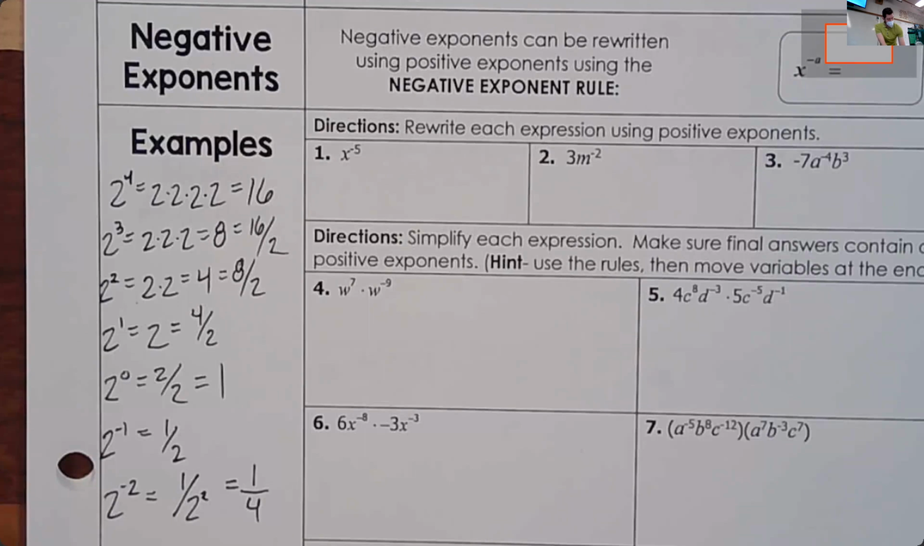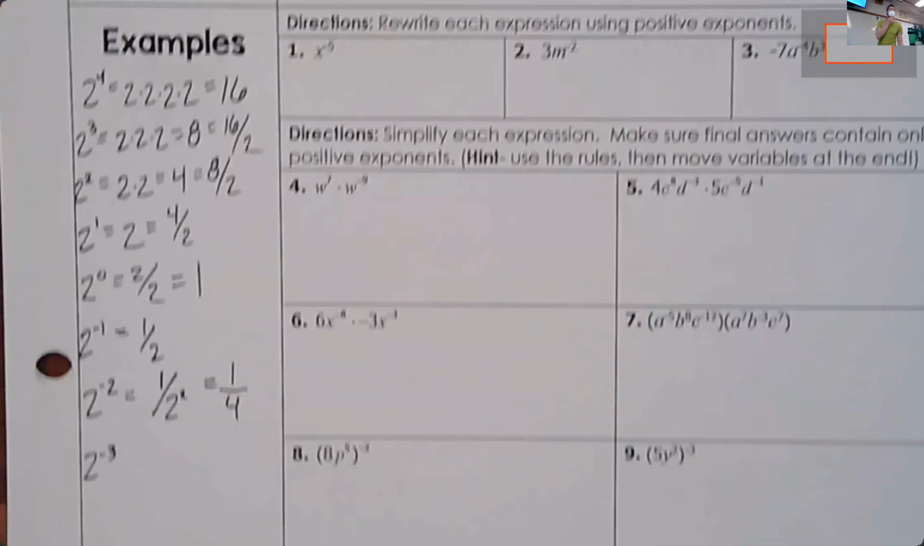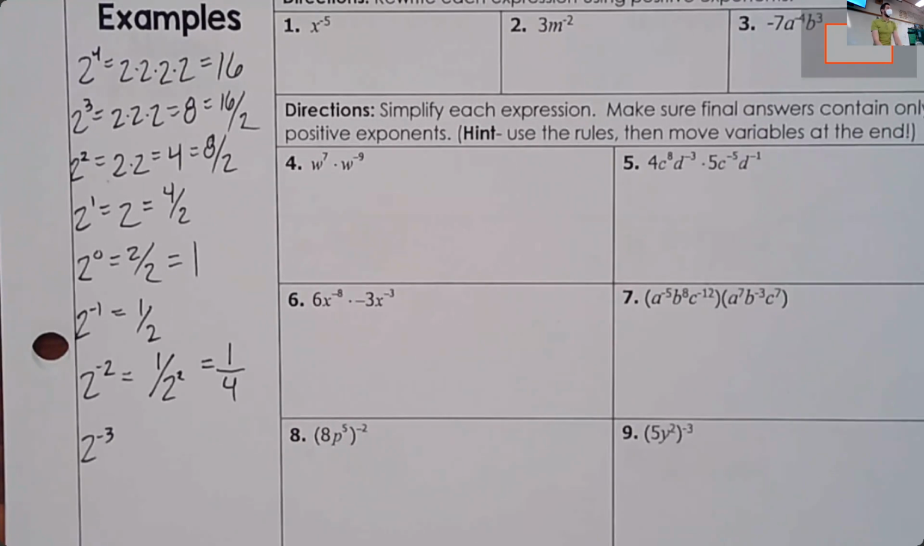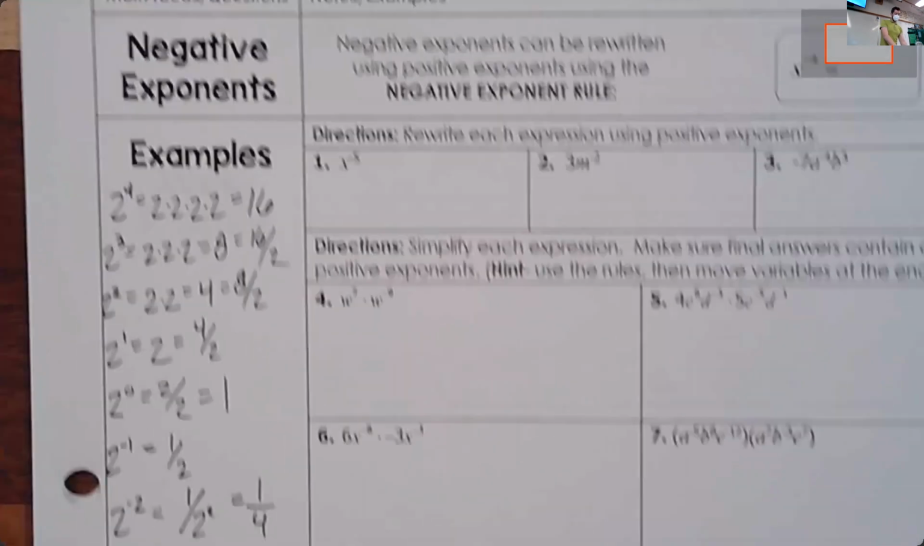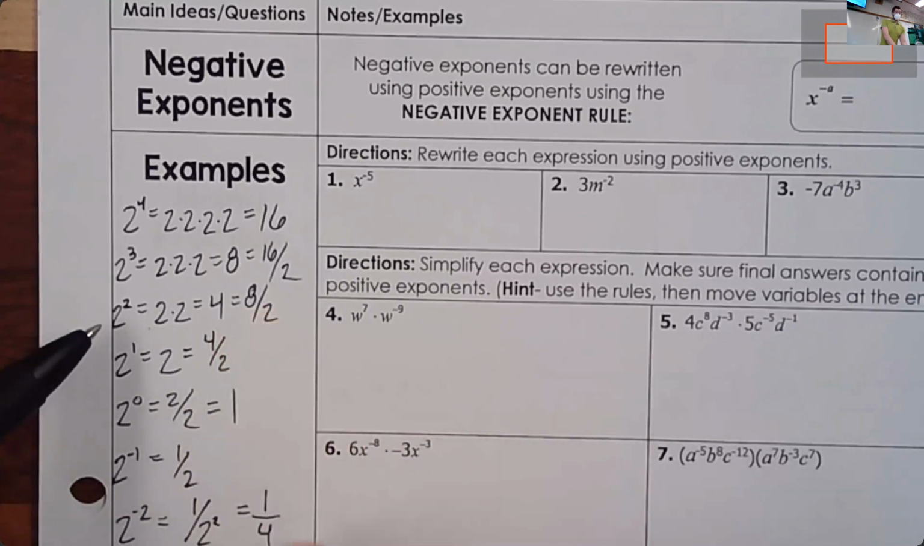So if we said 2 to the negative 3 power, what do you think we're going to get for our answer on that one? Any thoughts there? So 2 to the negative 2 is 1/4. 2 to the 2nd power was 4. So those would be reciprocals of one another. All right. You got notes right here.